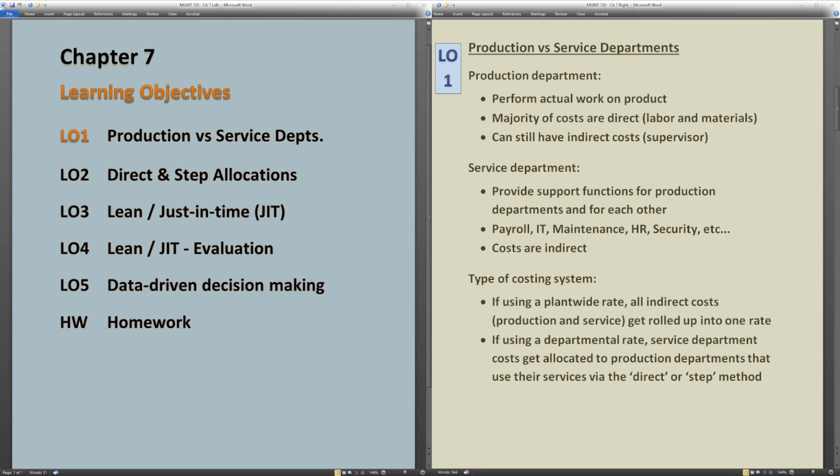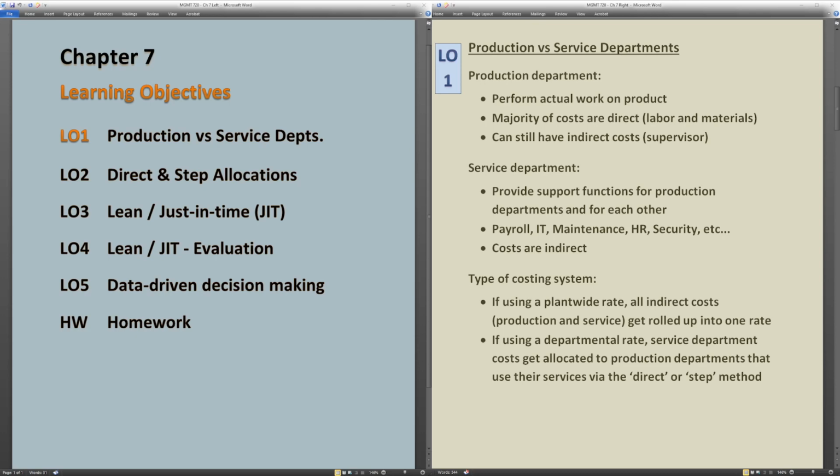But if we're moving to a departmental rate, which is something we have discussed before, service department costs get allocated to the production departments. Now remember, production is working directly on the product, therefore a lot of its costs are direct. What we do is we take all the indirect costs of the service departments, and depending upon what type of service these departments do and how much each production department uses, we somehow allocate the indirect costs of the service departments to the production departments. And we do that through one of two methods, either the direct method or a step method. We'll talk about an additional method, but we are not actually going to cover it in this chapter.